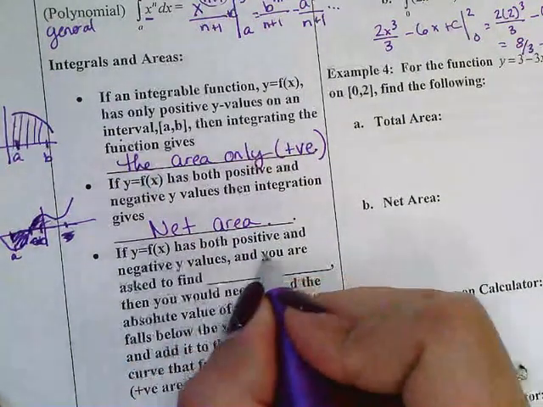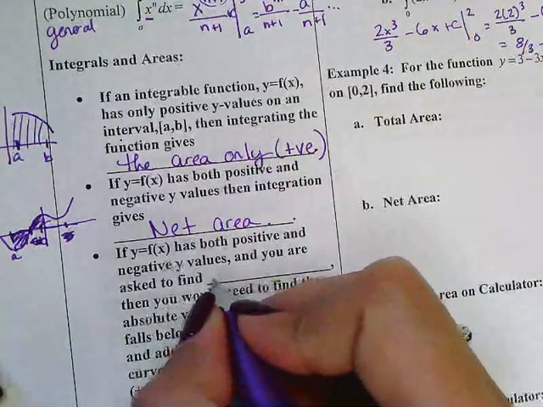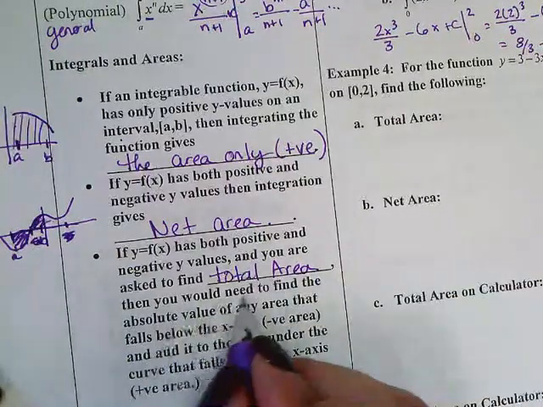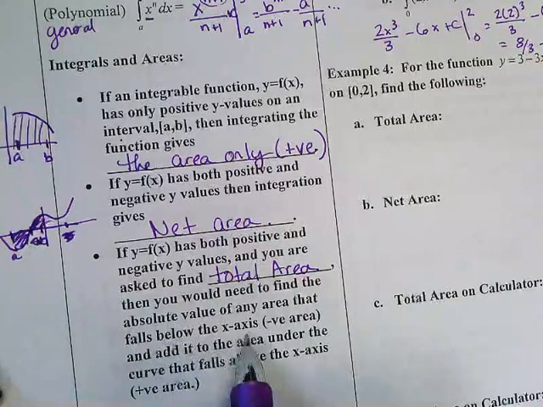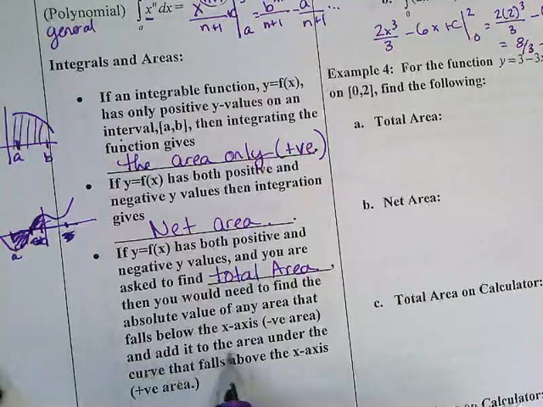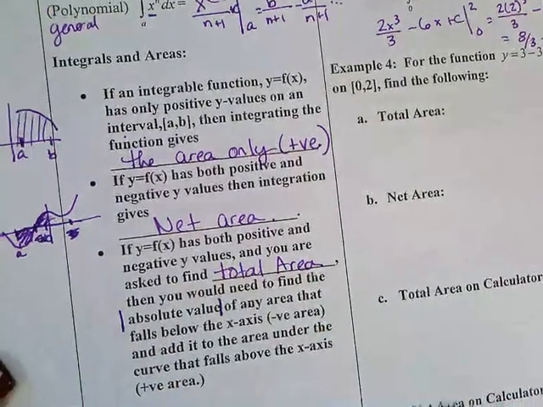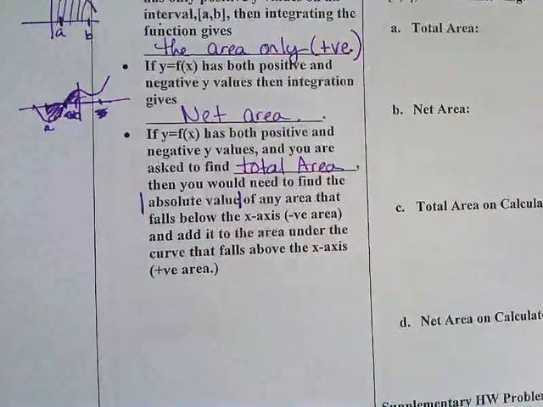If y equals f of x has both positive and negative values, and you are asked to find the total area, then you would need to find the absolute value of any area that falls below the x-axis, the negative area, and add it to the area under the curve that falls above the x-axis, the positive area. Here's the key, the absolute value, because you cannot have an area that is negative, correct?